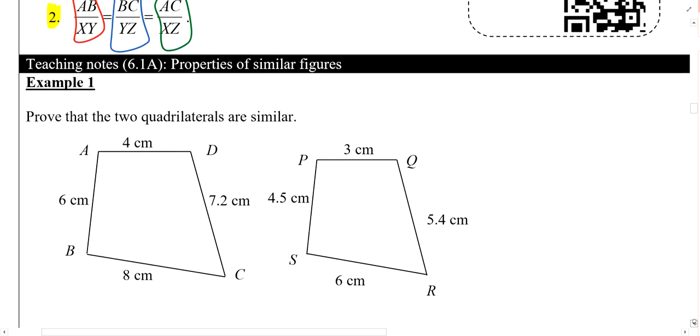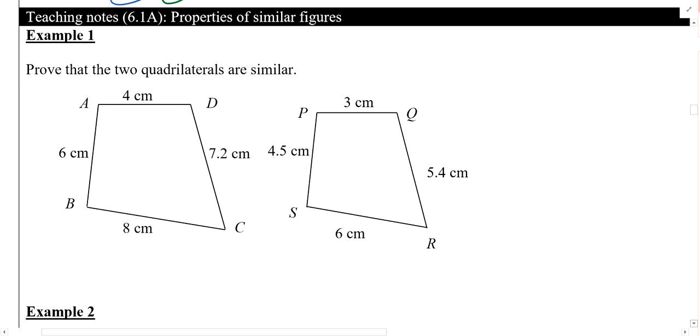So let us begin. Which side would you like to start with? AB. Okay. So AB, I suppose you want it in the numerator. Okay, so divided by PS. Okay, let's find out what this is. 6 divided by 4.5.